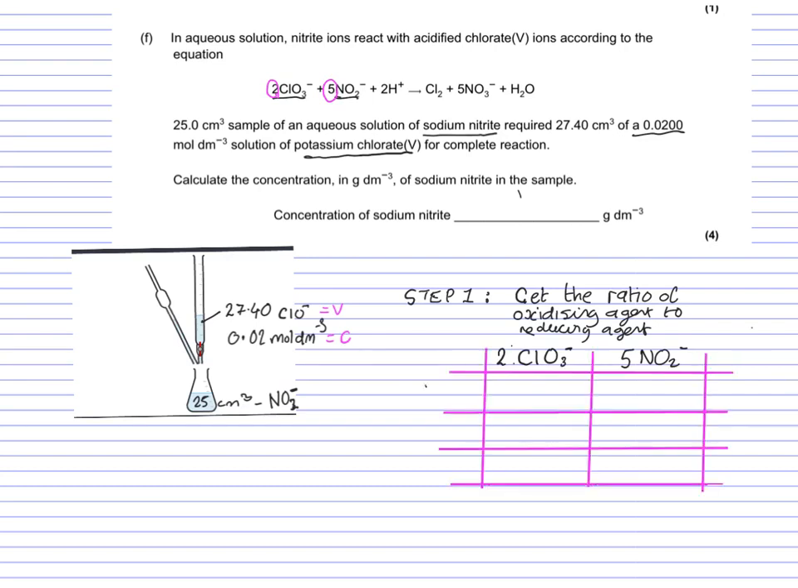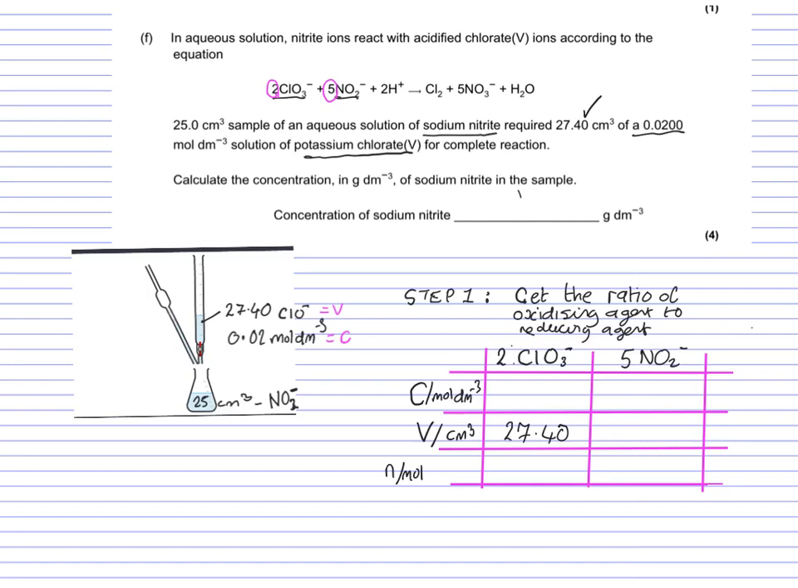Then what you do is take the essentials out of the question and put them into a table. So the molar concentration, the volume, leave that in centimetres cubed for now, and the amount in moles. So you go to the table, you go to your information and start to put it into the table, lay it out into your table. So we've got 27.4 centimetres cubed of the chlorate 5 ions.